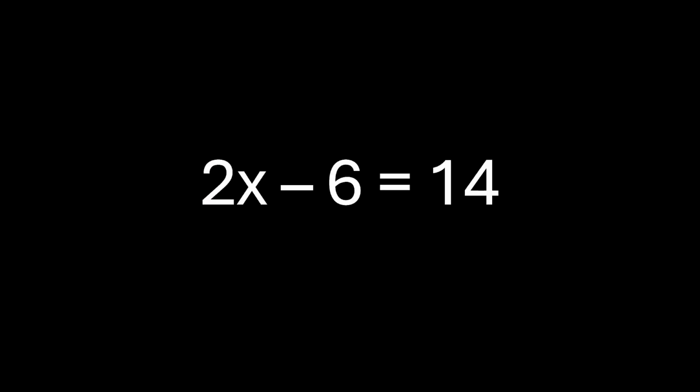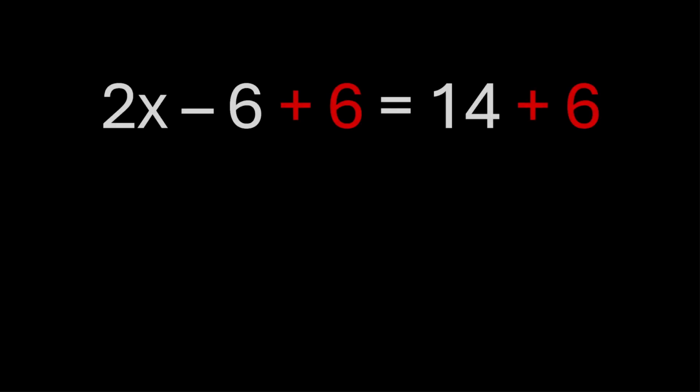In this case we have 2x minus 6 equals 14. So when we write 2x, that means 2 times x. So we are multiplying some unknown number by 2 and subtracting 6, and we should get 14. So what is x? We can start by adding on 6 on each side of the equation.